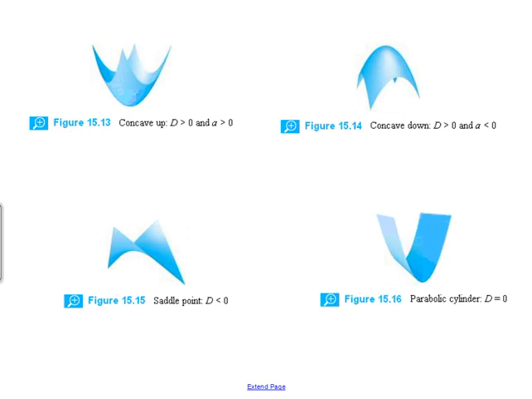Okay, so here we have a nice summary of those findings. Provided that our discriminant is greater than 0 and a is greater than 0, we've got a local min. Here we have a local max. If d is less than 0, it's neither. And if d equals 0, we're going to have a parabolic cylinder.